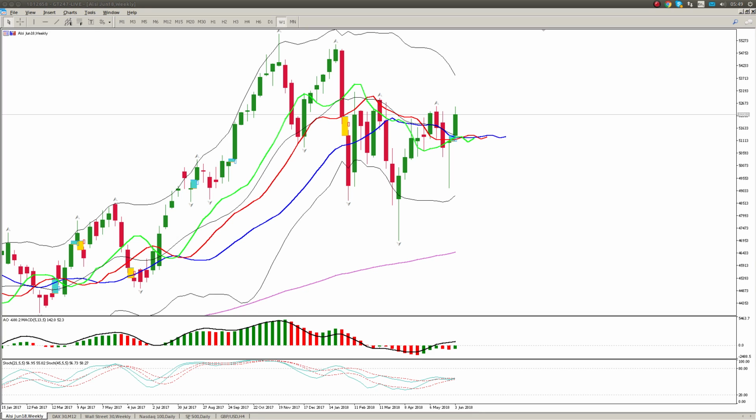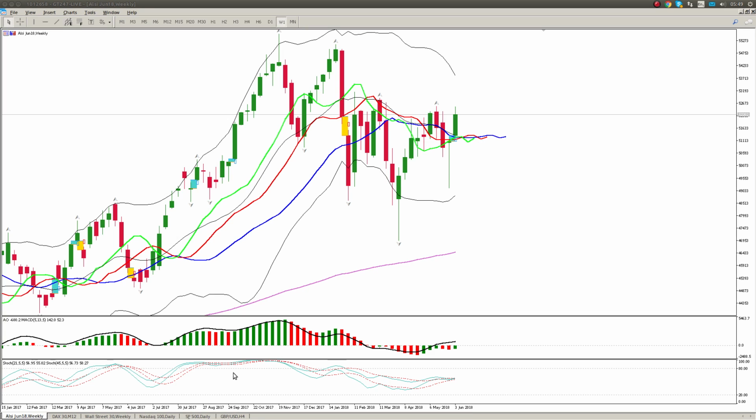So the chart setup's pretty much the same. Still using the Bill Williams. Only difference is I can't customize the Bollinger to eliminate the 20 moving average, so we're still going to have that line polluting the screen.